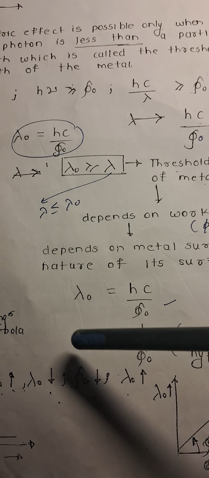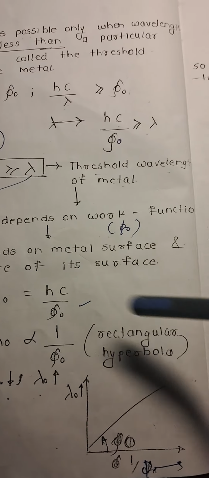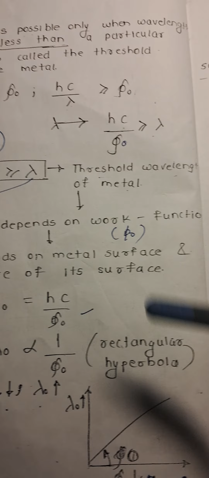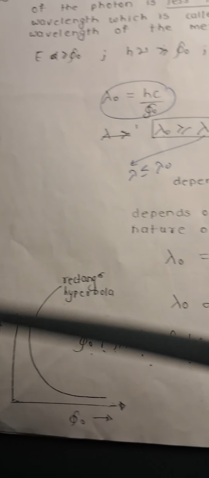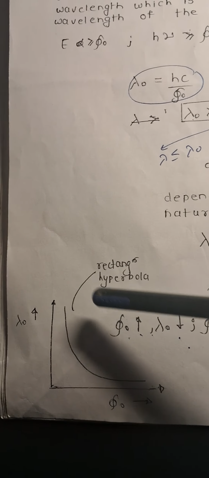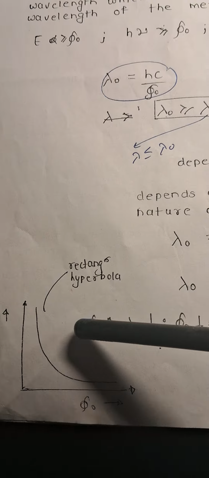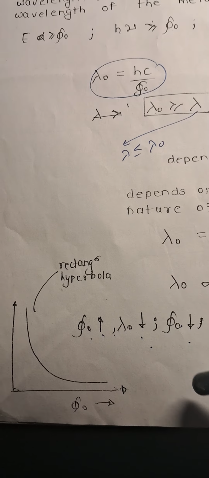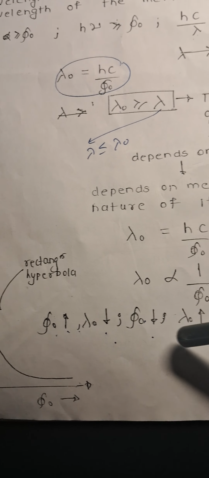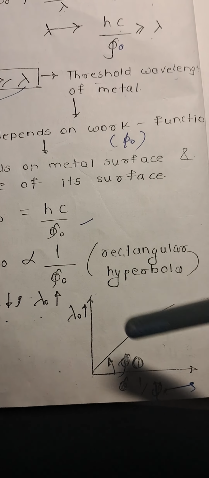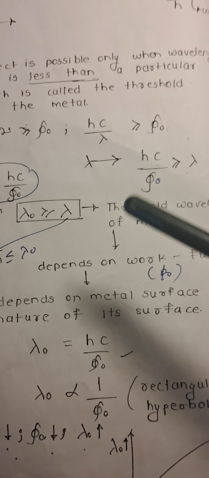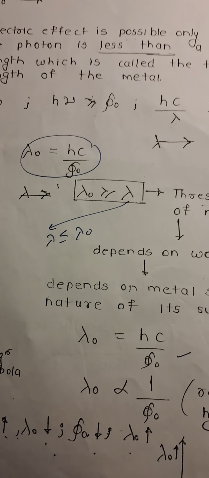Now lambda naught is proportional to 1 by phi naught. This can be derived over here. If we draw the graph, it is going to be a rectangular hyperbola. If we analyze the graph, we can say that if the work function increases, the threshold wavelength decreases, and if the work function decreases, the threshold wavelength increases. So these are the graphical variations of different parameters.